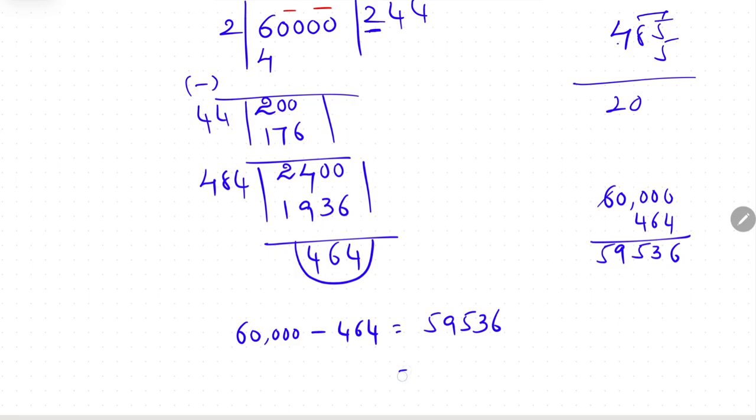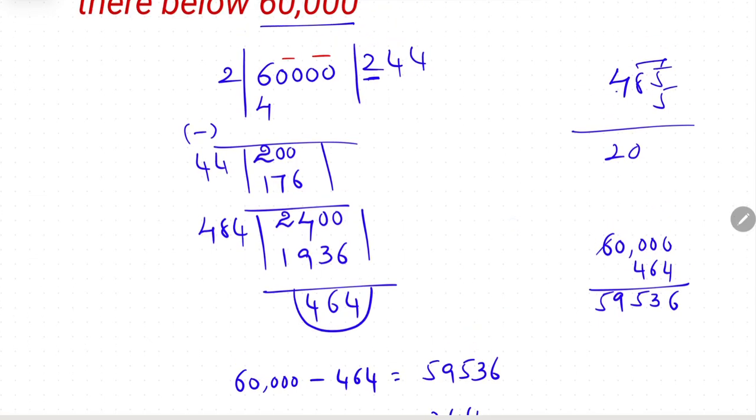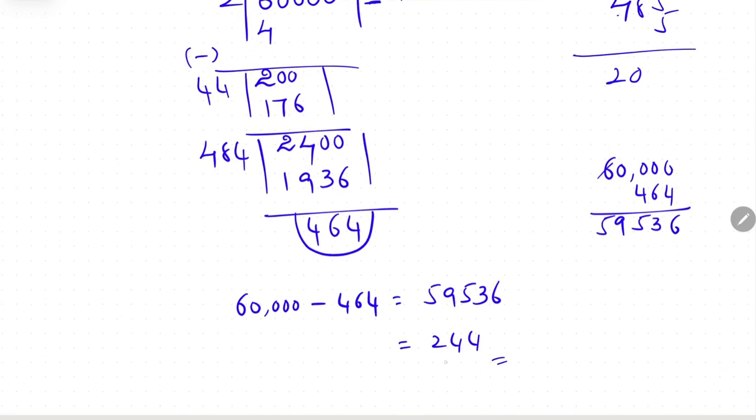The square root of 59,536 is 244. So we have 244 perfect squares below 60,000. So totally we have 244 perfect squares.